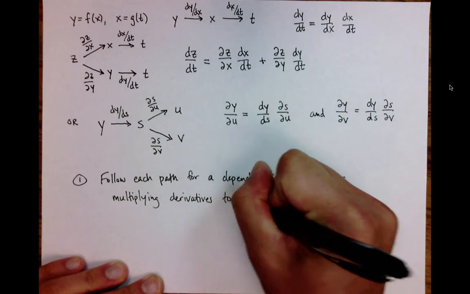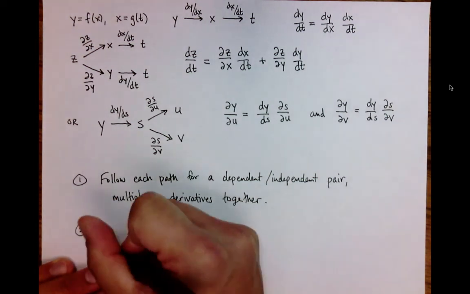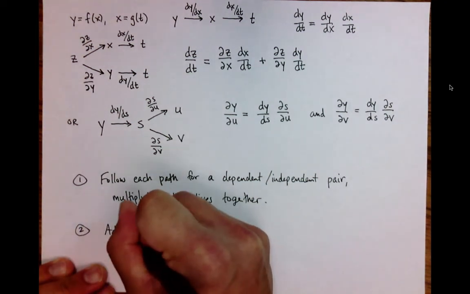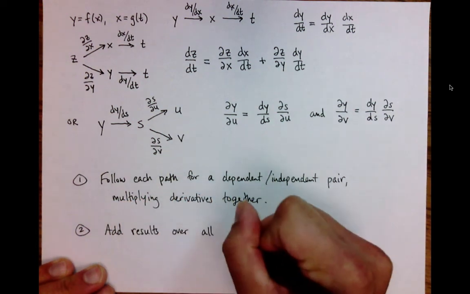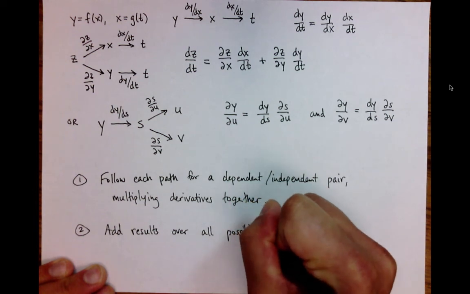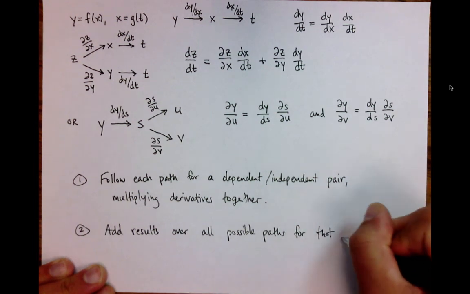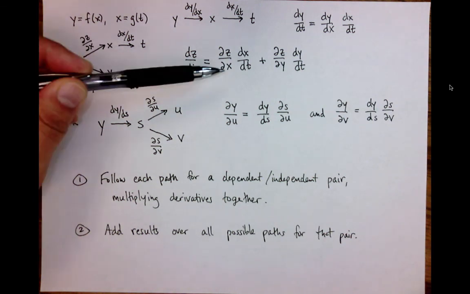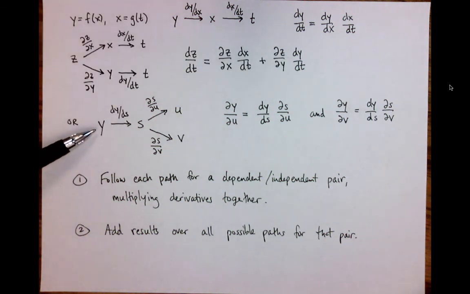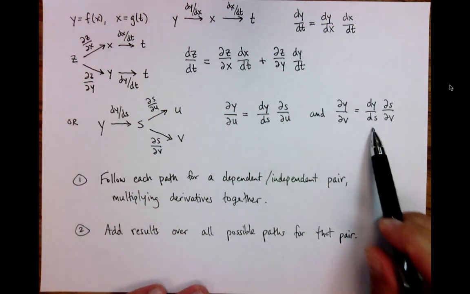And these trees can be as deep as you like or as long as you like. And then you add up over all possible paths for that pair. So again, we had two paths to get from z to t up here, so I added together two terms. Here I only had one path from y to each of the independent variables, so there's no addition, there's just one term in each of those.